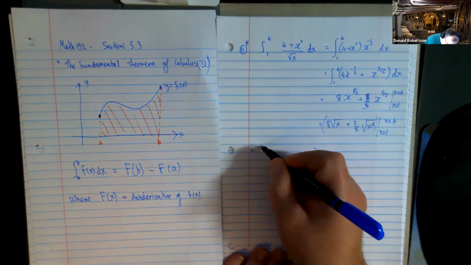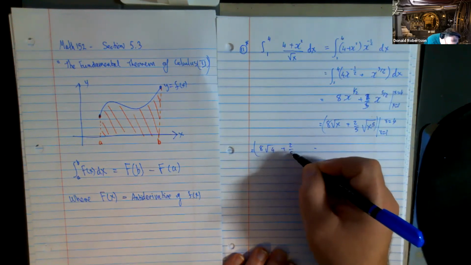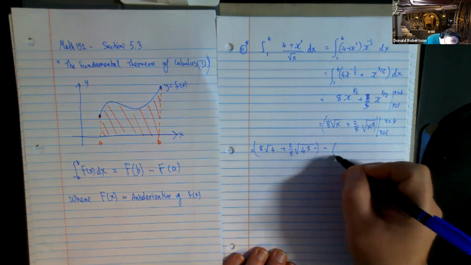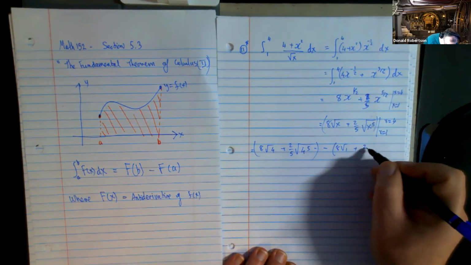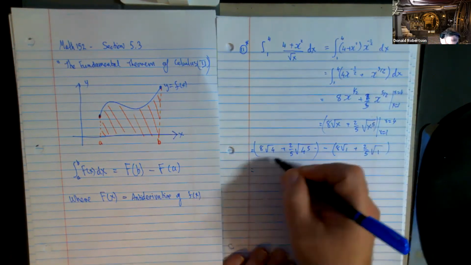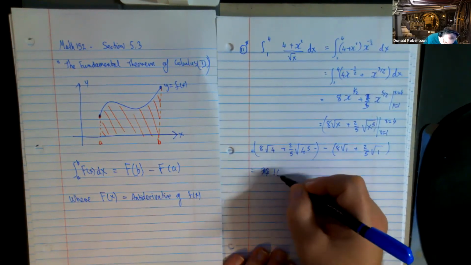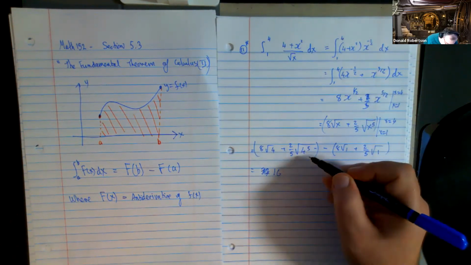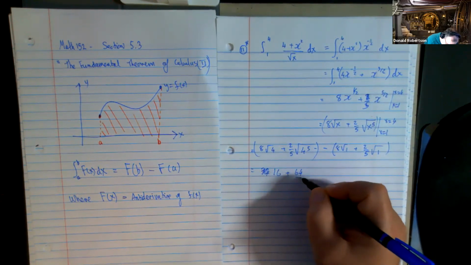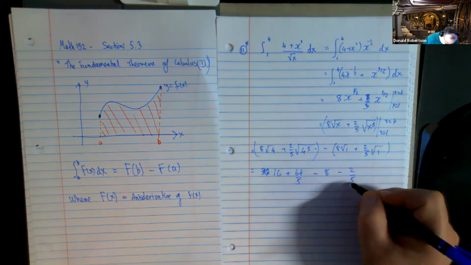And what do we get then? We get 8 lots of the square root of 4 plus 2/5 the square root of 4 to the power of 5. Take away 8 square root of 1 plus 2/5 the square root of 1 to the power of 5, which is that guy. The square root of 4 is 2, so you get 8 times 2, which is 16. 4 to the power of 5 ends up being 2, 4, 8, 16, 32. So 32 times 2 gets you that. Take away an 8, take away a 2/5.